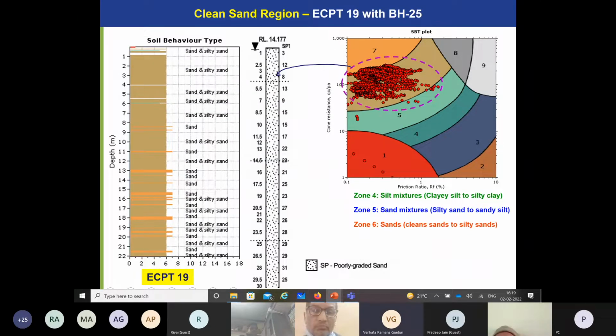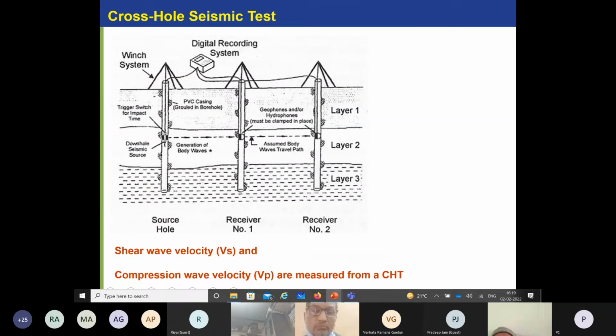This is another example, and you can pay attention to these SPT N values. The value becomes more than 20 typically at a depth of about 13 to 14 meters. Cross hole tests were also conducted just to find the shear wave velocity, because it also gives you a fundamental property for dynamic analysis, and you can also find the liquefaction susceptibility.